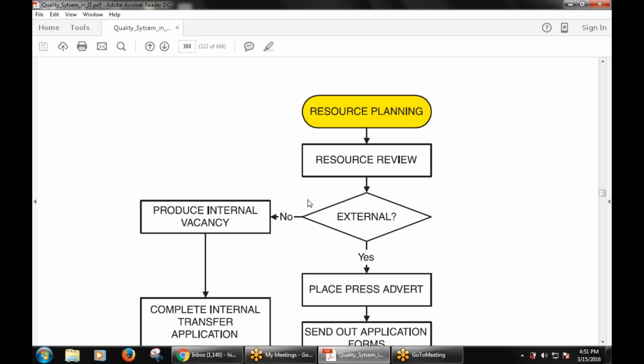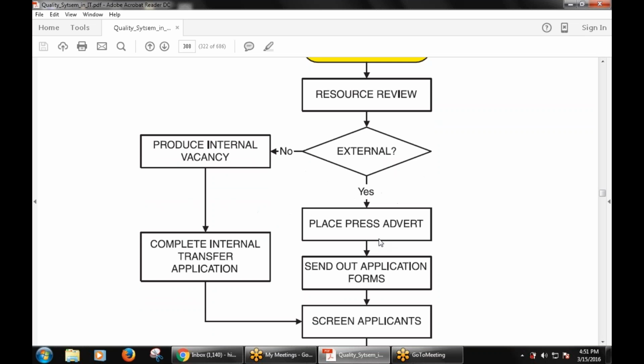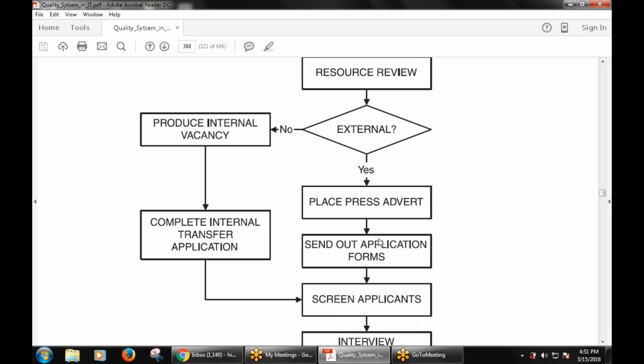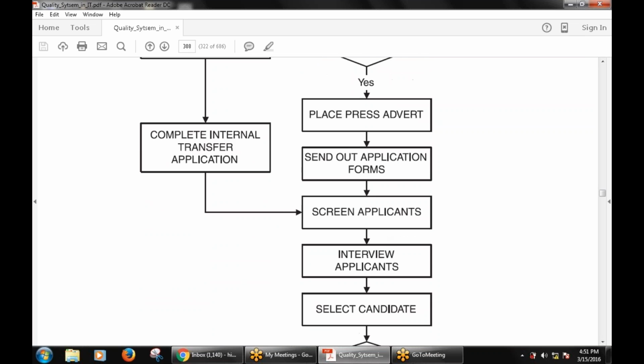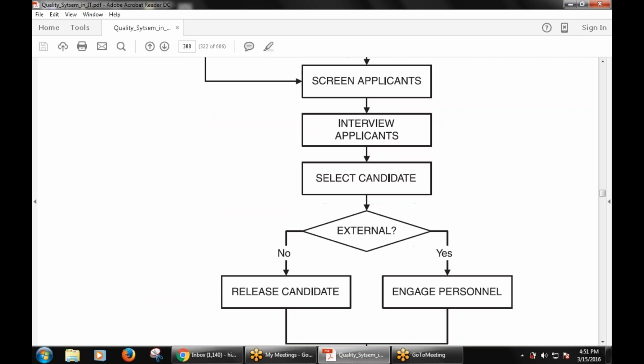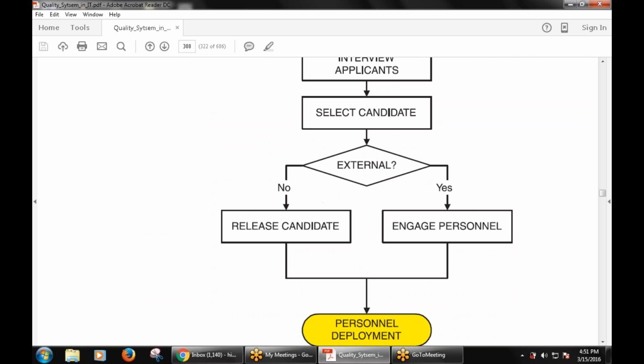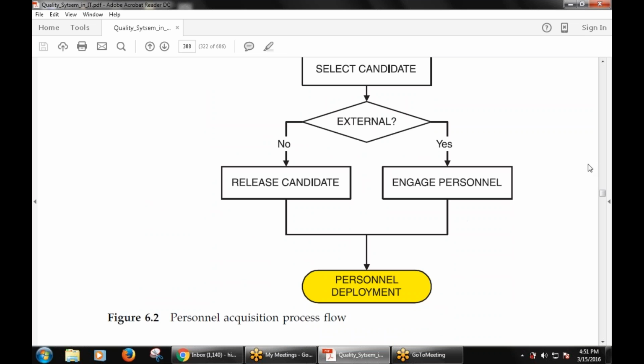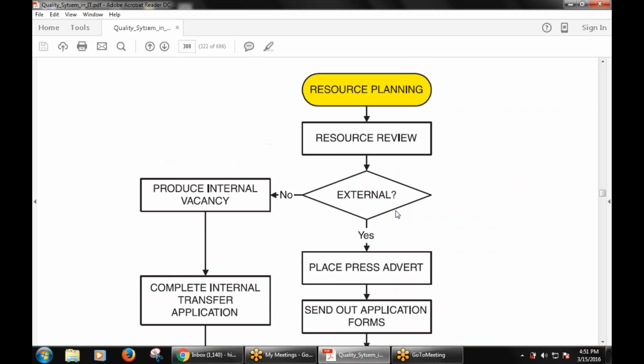So first is the resource planning, then resource review, then checking whether it is external or not. If it is yes, then place the press advert, send out the application, screen the applicants, interview the applicant, select the candidate. External, yes, no, maybe, that is required for the personnel deployment that has been used in the resource planning.